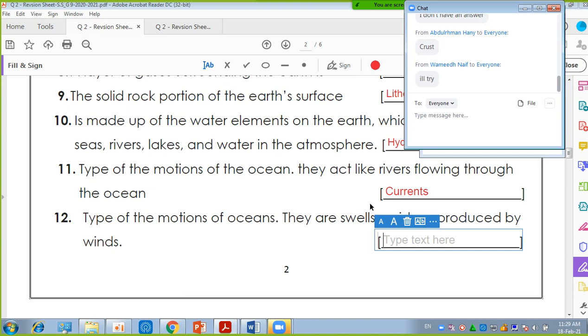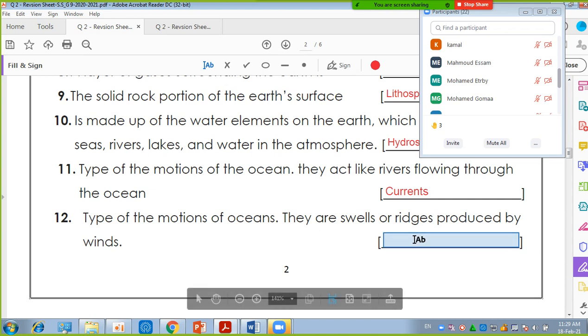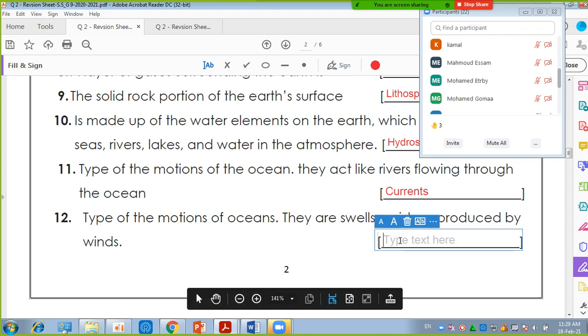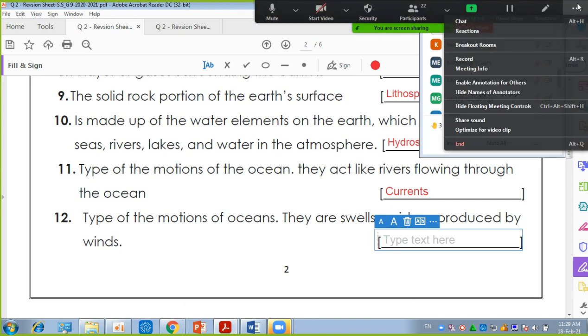Okay, go on. Type of the motions of oceans. They are swells or ridges produced by wind. To remind you, we have 3 types of motion. Which type is that, where there are swells and ridges produced?